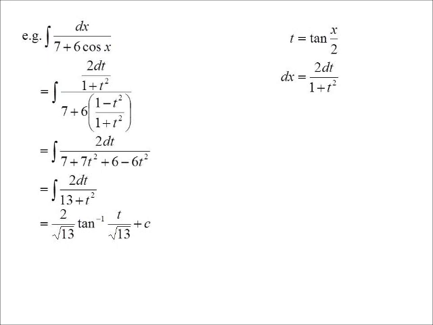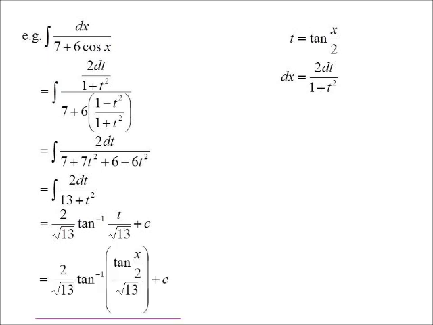The main thing, I guess, is don't forget to substitute back in for t. So t is tan x on 2. So 2 on root 13, inverse tan x on 2 over root 13, plus, of course, a constant.